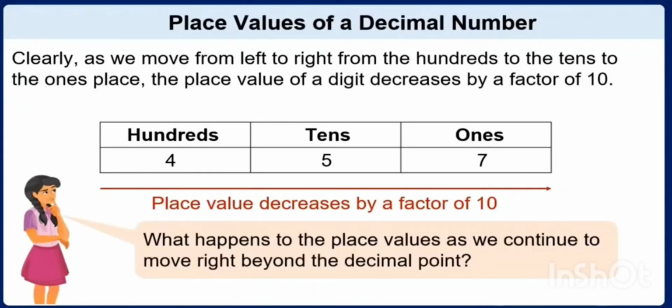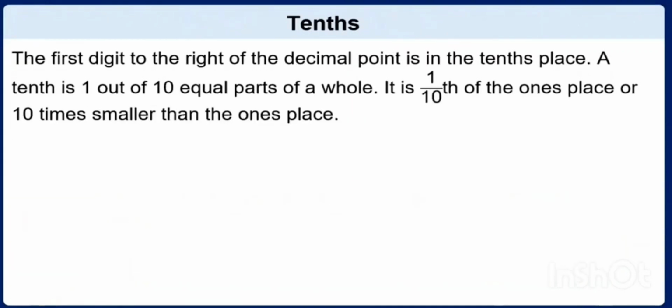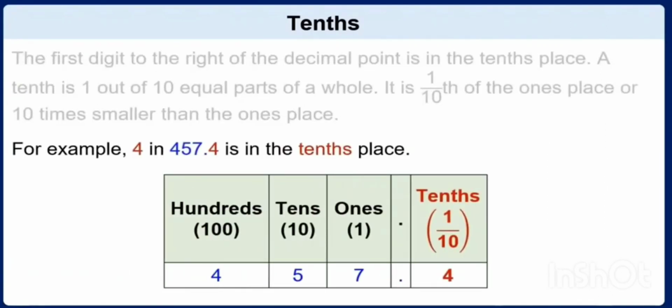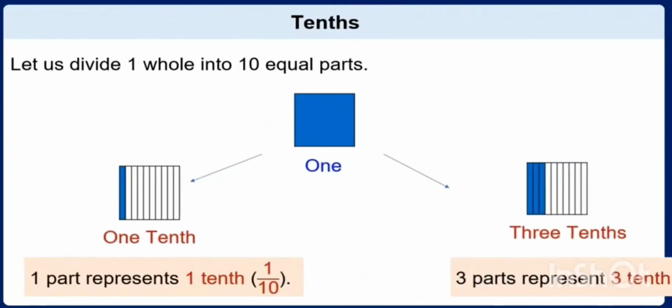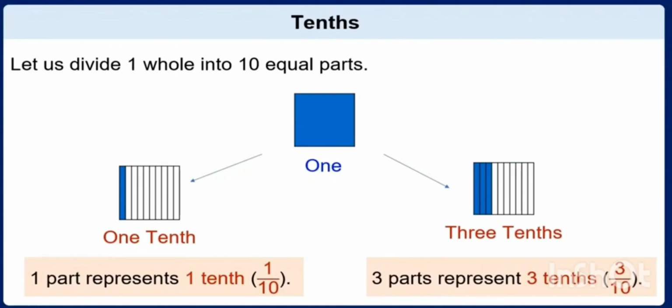What happens to the place values as we continue to move right beyond the decimal point? Let's have a look. The first digit to the right of the decimal point is in the tenths place. A tenth is 1 out of 10 equal parts of a whole. It is 1 tenth of the ones place, or 10 times smaller than the ones place. For example, 4 in 457.4 is in the tenths place. If we divide 1 whole into 10 equal parts, we see that 1 part represents 1 tenth. Likewise, 3 parts represent 3 tenths.